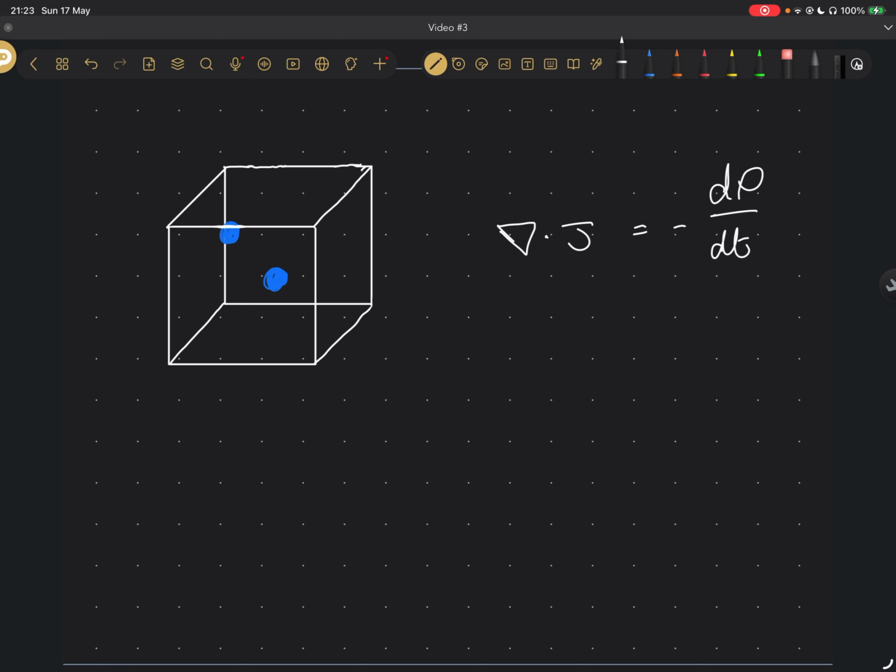Understand? Mathematically, this outward flow is the divergence of the current density. Current density tells us how much charge is flowing through a unit area. Divergence measures the net outward flow from a region. This leads directly to the continuity equation.